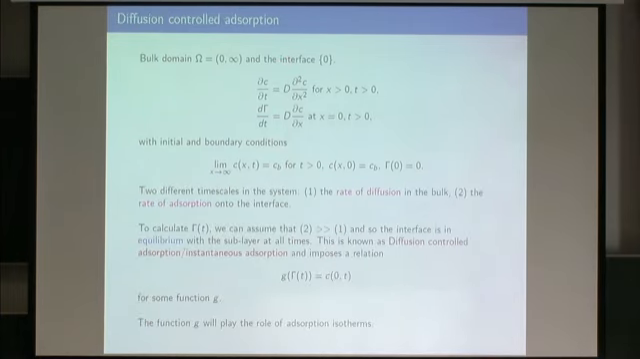I'd like to point out that two timescales exist in this system. There is a rate of diffusion in the bulk and also a rate of adsorption onto the interface. If we assume that the second one is much faster than the first one, so that the interface is always in equilibrium with the sublayer, then we can prescribe a relationship between the interfacial surfactant density and the sublayer surfactant density via a function g. This is known as diffusion-controlled adsorption, or instantaneous adsorption, and the g here is known in the literature as an adsorption isotherm.